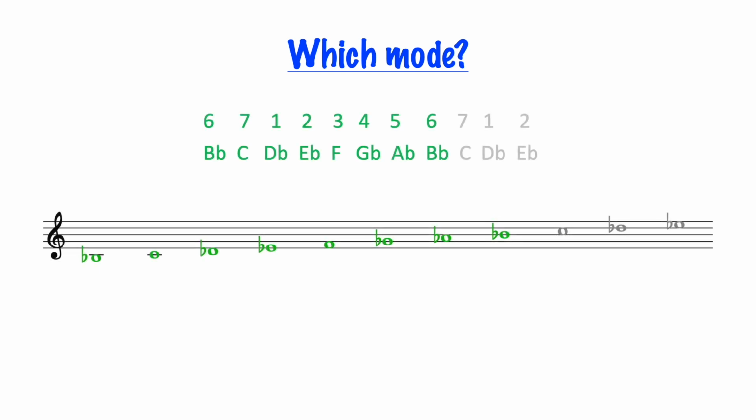And this? The starting note is B flat, and there are 5 flats: B flat, D flat, E flat, G flat, and A flat. What is the key with 5 flats? Yes, this is D flat major. B flat is the 6th degree in D flat major. So this is called B flat Aeolian.